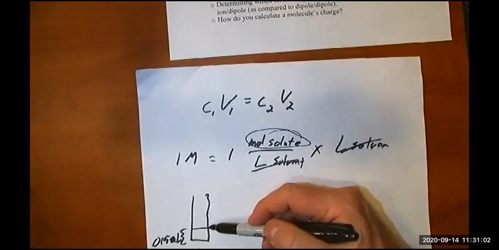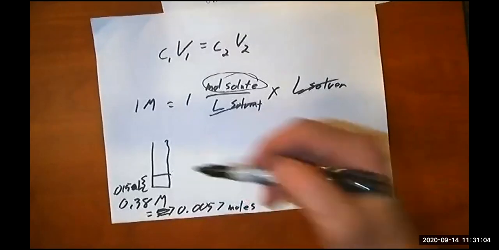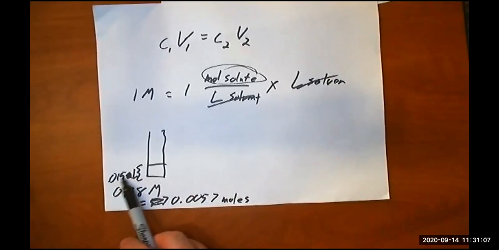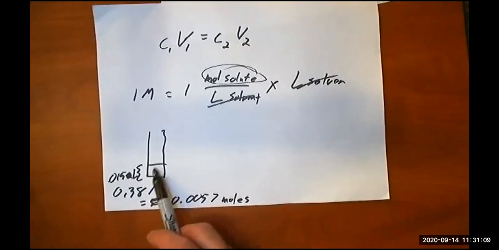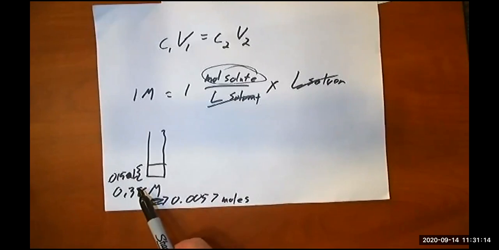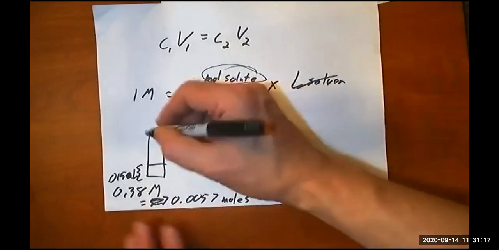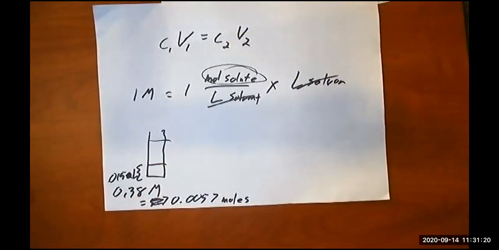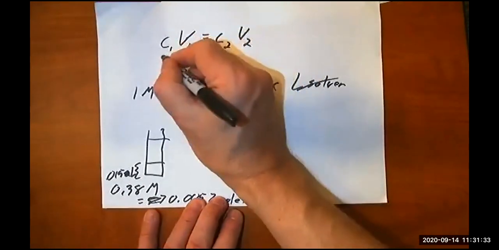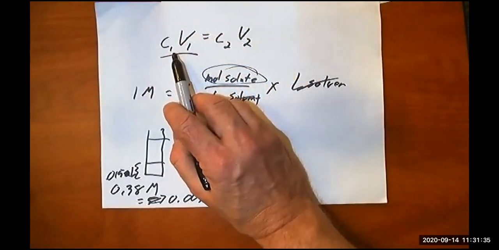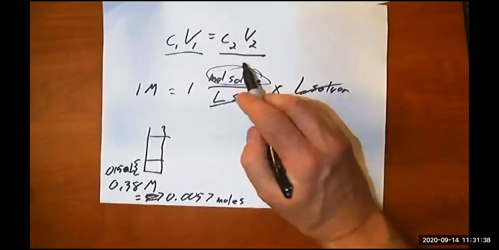Now, if we take 15 milliliters of our sample, that's 0.38 molar, we know how many moles we have just by multiplying the two together. Now, if we dilute this to something else, have we changed the amount of solute we have? No, we have not, because all we've done is add solvent. So that means that whatever our number of moles of solute are here, that same amount of solute has to be here.